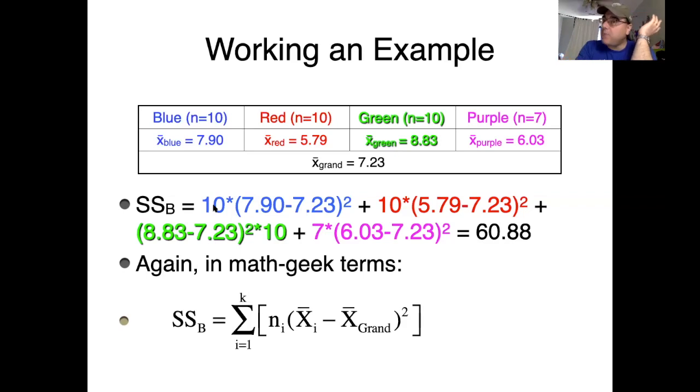So we multiply each result by how many data points were in that mean. Understanding it will help you remember, but memorizing it, if you can, will get you through. So here's what we have to do. For the red group, again, there were 10 people. The mean was 5.79. The grand mean is, as always, 7.23.